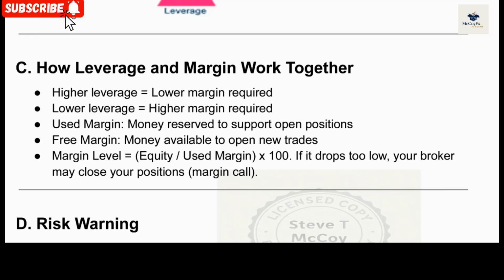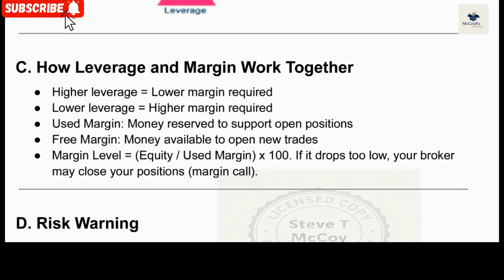How leverage and margin work together? 1. Higher leverage is equal to lower margin required. So if you choose higher leverage, it means the margin that is going to be required for you to hold a trade will be little. Lower leverage is equal to higher margin required.